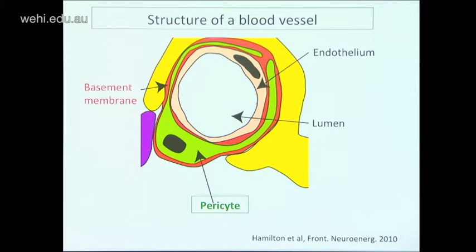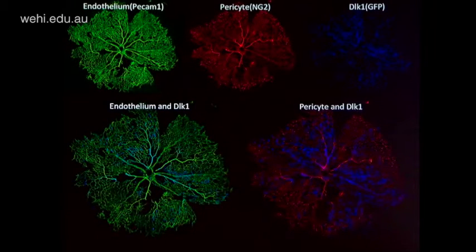The blood vessel, however, is not just about the endothelium. There are other important cell types there as well. The endothelium is supported by another mural cell type called pericytes, and this is all wrapped up in a sleeve by a basement membrane. I've decided to stain the retina for endothelium with PECAM1 antibody, pericytes using Ang2 antibody, and Dlk1 using the GFP antibody, because I'm using the Dlk1 GFP mice.